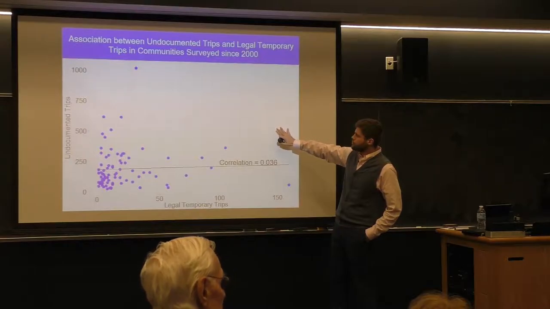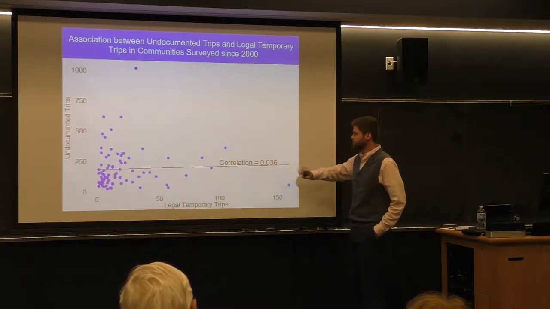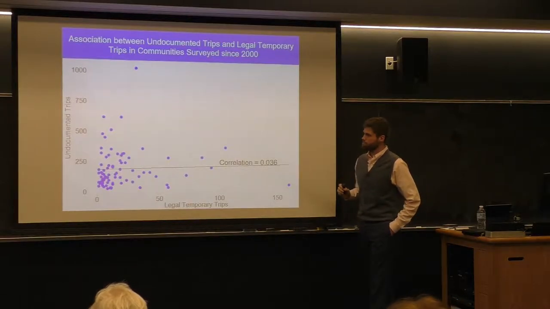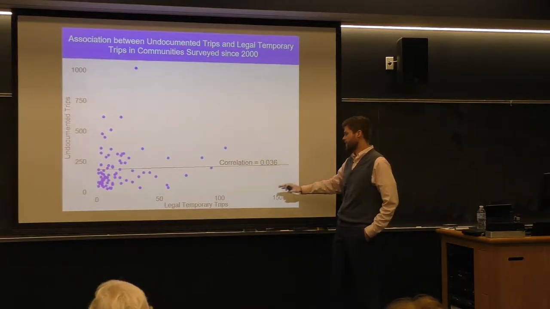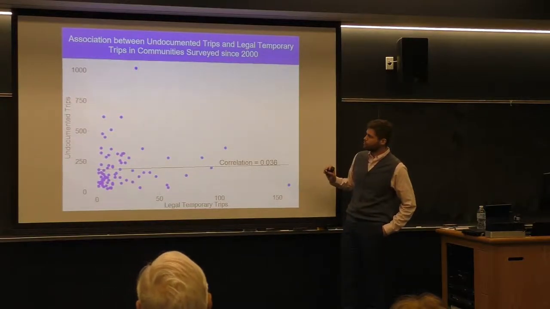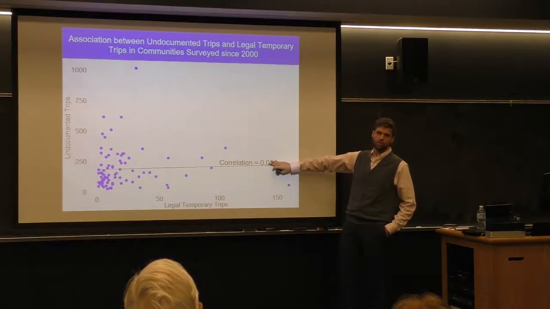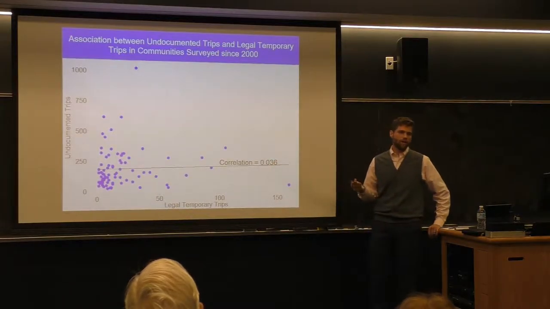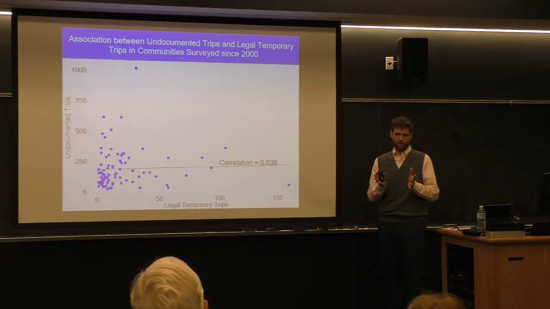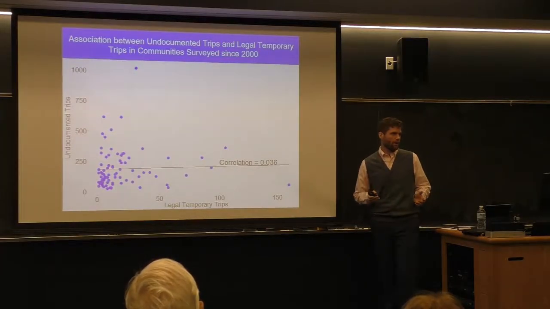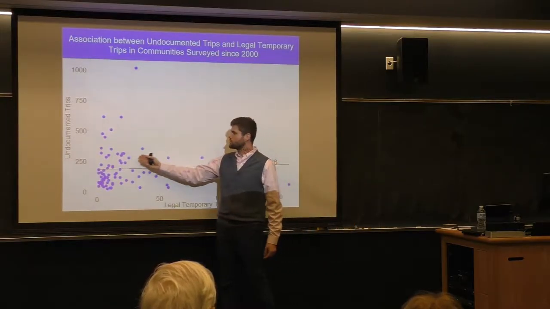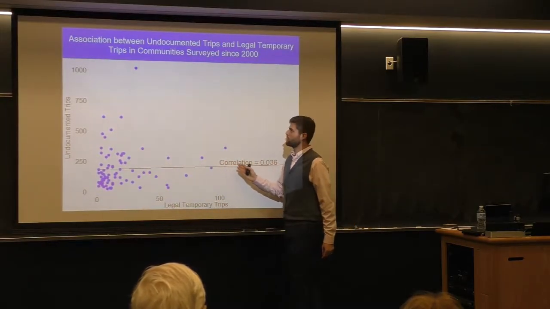And here, this is showing the number of undocumented trips and the number of guest worker trips, plotted on the y-axis for undocumented and the x-axis for the temporary. I just want to highlight how there's very little correlation between the two. So thinking back to what I talked about, these two patterns kind of developing in parallel to one another, and the resources that enable undocumented migration not necessarily translating to guest worker migration.